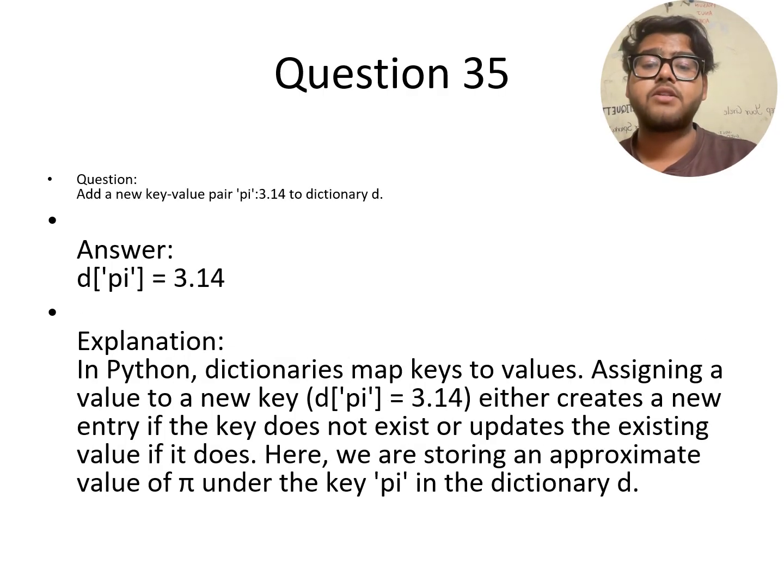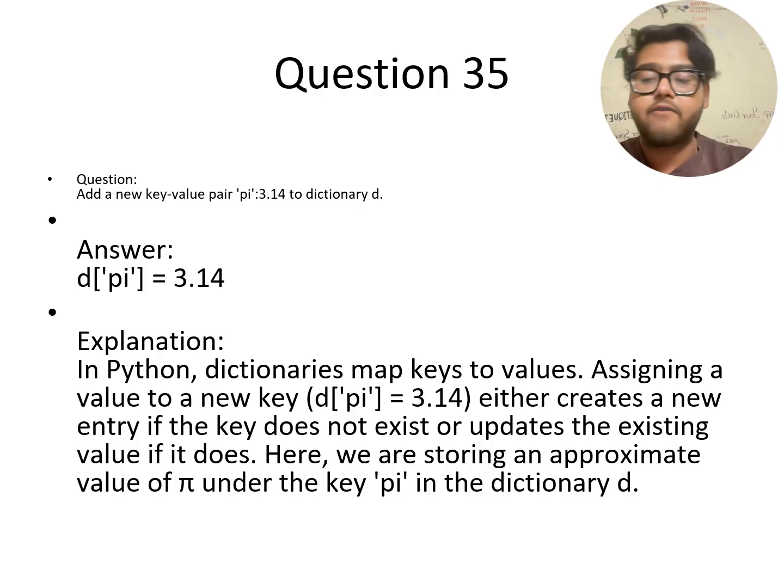Question number 35 is add a new key value pair of pi is equal to 3.14 to dictionary D. So in Python, dictionaries map keys to values. Assigning a value to a new key either creates a new entry if the key does not exist or updates it.